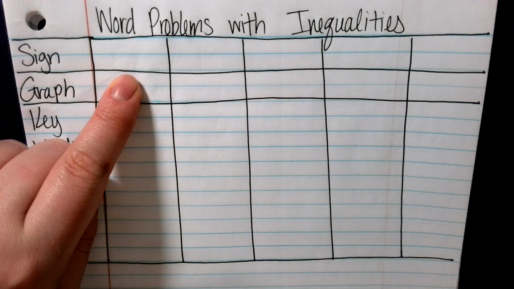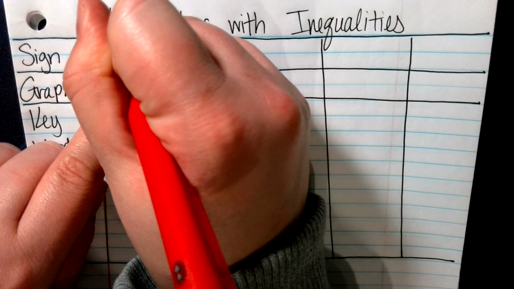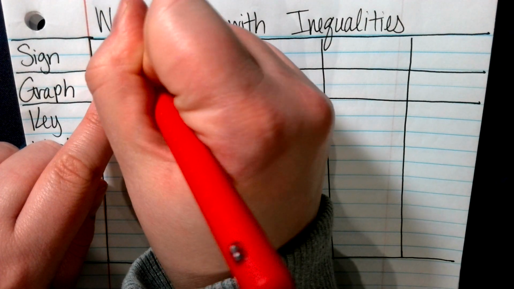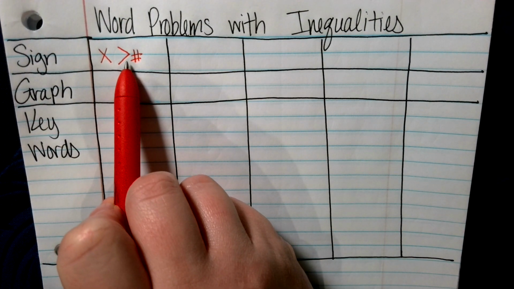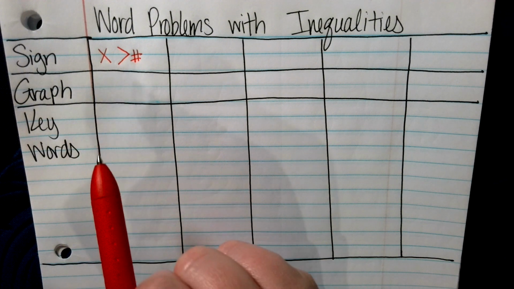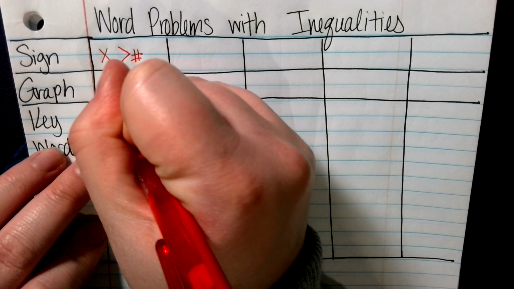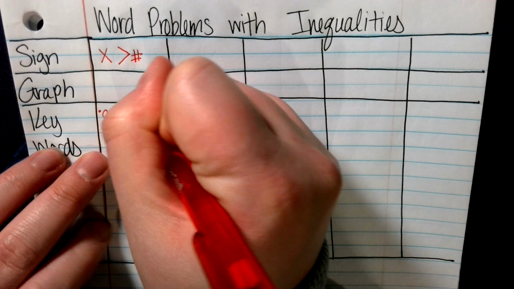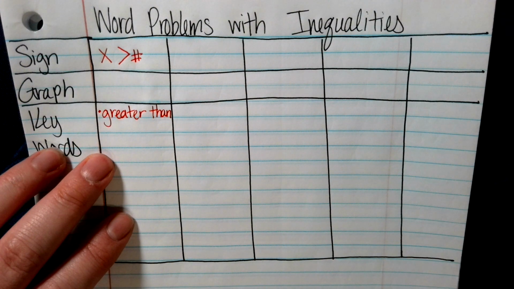So the first sign is when we have X, this sign, and some number. What is this sign called? Greater than. That's one of our key words. Greater than.